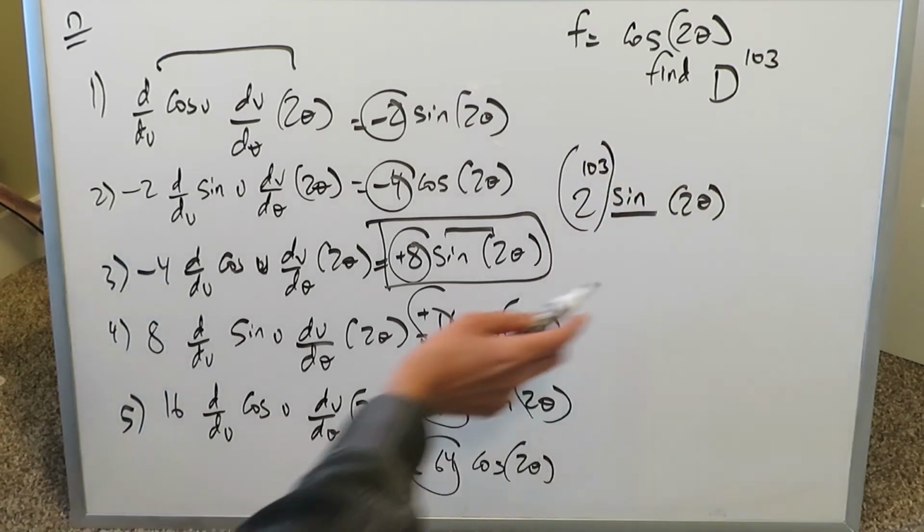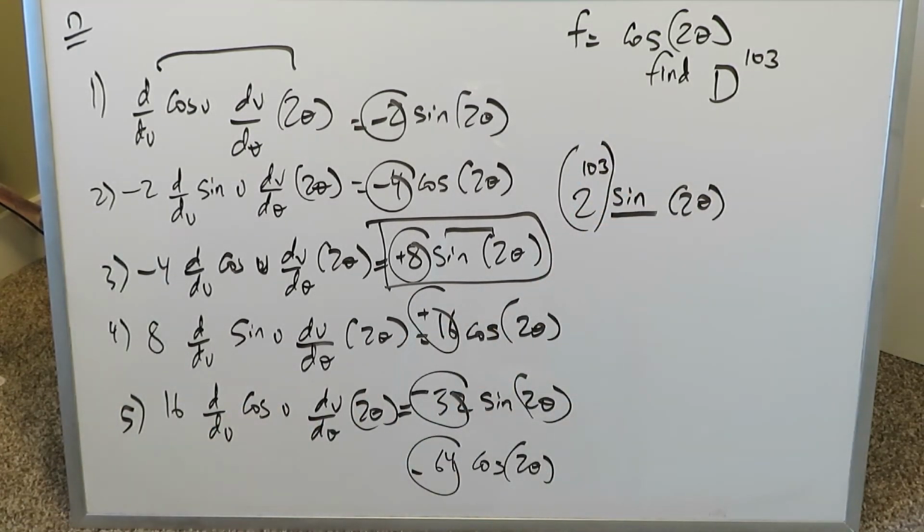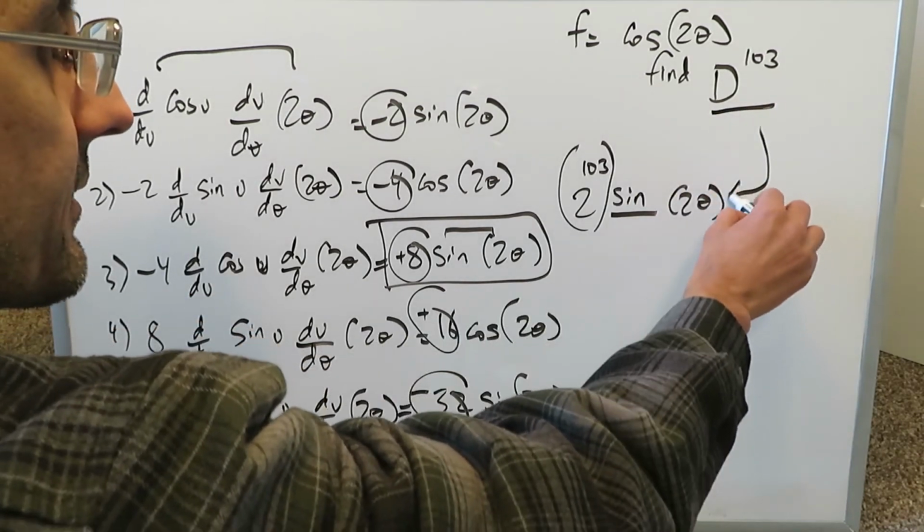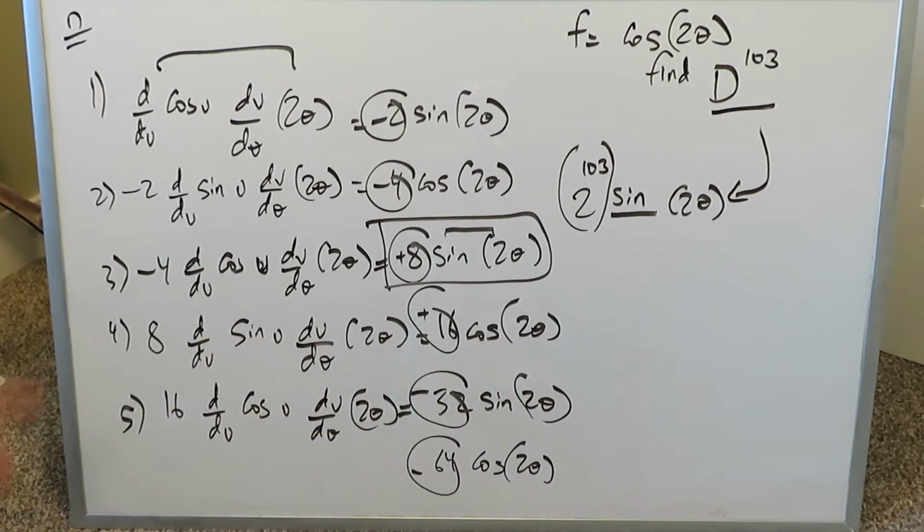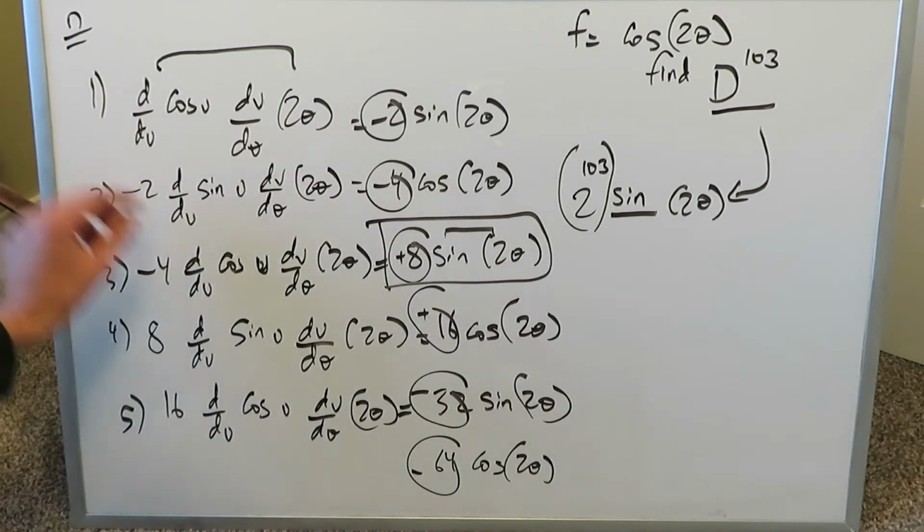2 to the power of 103 sine 2 theta, and that should be good. That's this value right over here, the 103rd derivative. So how did we do it? We did 5 rounds, and each of these rounds represents 1, 2, 3, 4, 5. Ignoring these coefficients, it represents a similar pattern.